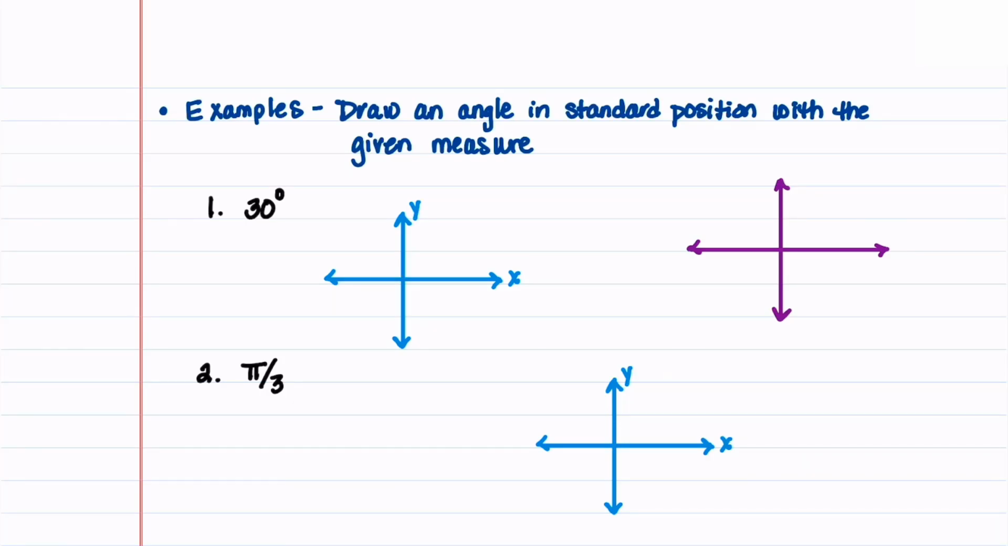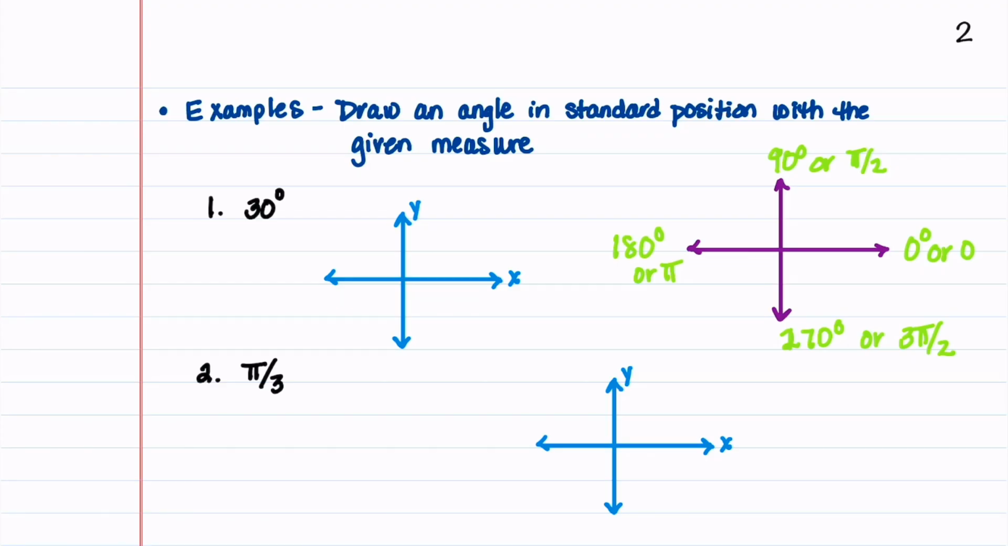We'll now look at some example problems where we're given an angle that we need to draw in standard position. Before we begin drawing these angles, it will be helpful to make a diagram of the 4 quadrants of the XY plane. On the right, we have 0 degrees, or 0. At the top, we have 90 degrees, or pi over 2. On the left, we have 180 degrees, or pi. And at the bottom, we have 270 degrees, or 3 pi over 2.